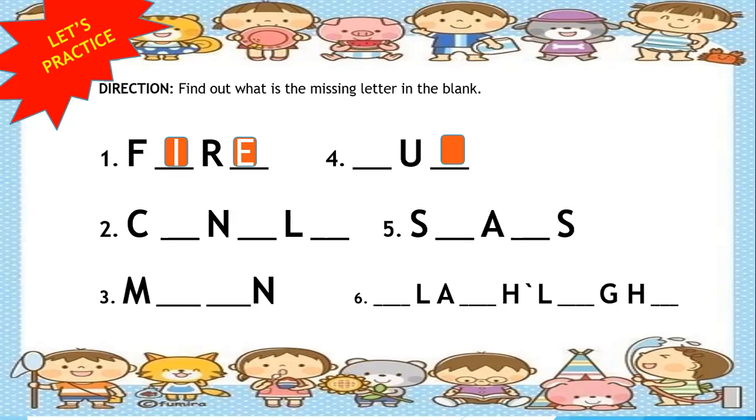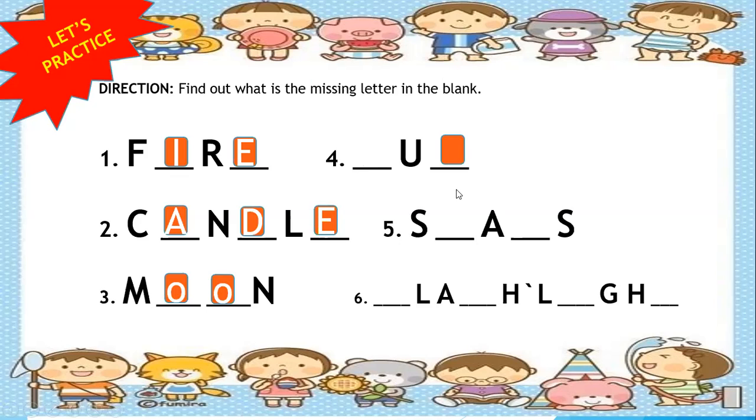For number two, it is also an example of artificial light. This is a candle. How to spell candle? C-A-N-D-L-E. The missing letters are A, D, E. Number three, what is it? It's an example of natural light. This is a moon. Great. Moon, I spell M-O-O-N. The missing letters are O-O.